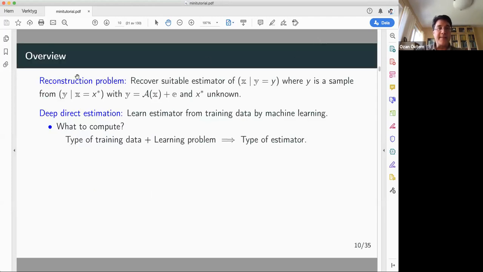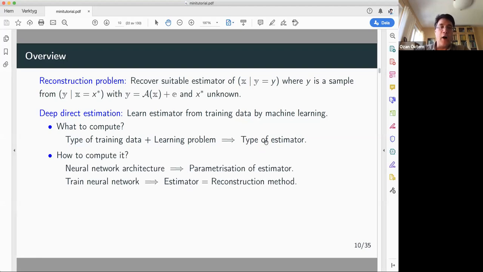So let's go back to the simplified inverse problem now, where we don't try to go for the entire posterior, but we settle for a suitable estimator. Deep direct estimation essentially refers to the idea of using deep machine learning, or typically deep learning, to learn this estimator from training data. Typically what you need to decide on is what type of training data you have, first of all, to begin with. And then how do you set up your learning problem? These two things together essentially imply the type of estimator you're trying to compute.